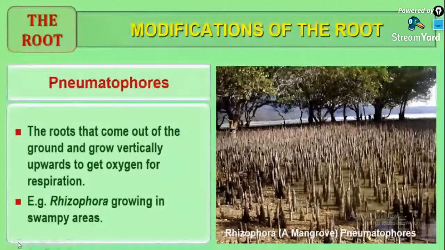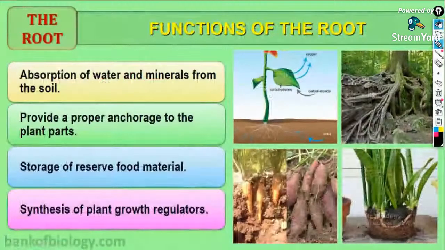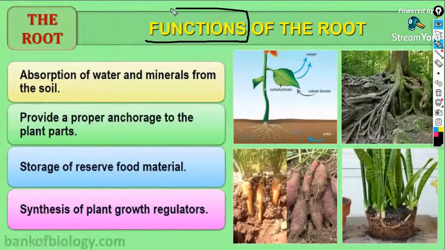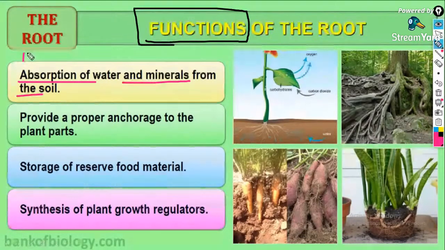Next one are the functions of root at a glance. So we discussed the different functions of the root. That is absorption. Absorption of water and minerals from the soil is one of the functions, not the main. Second one, provide anchorage to plant parts.